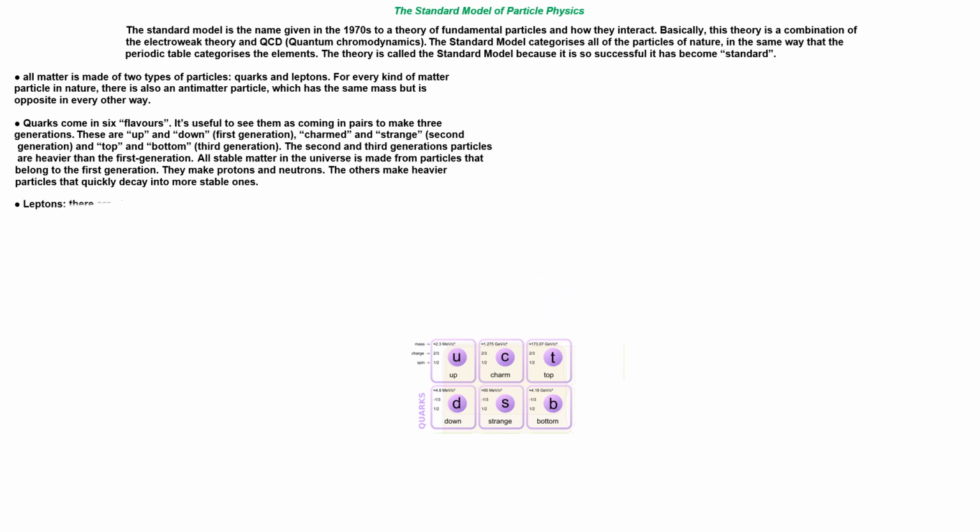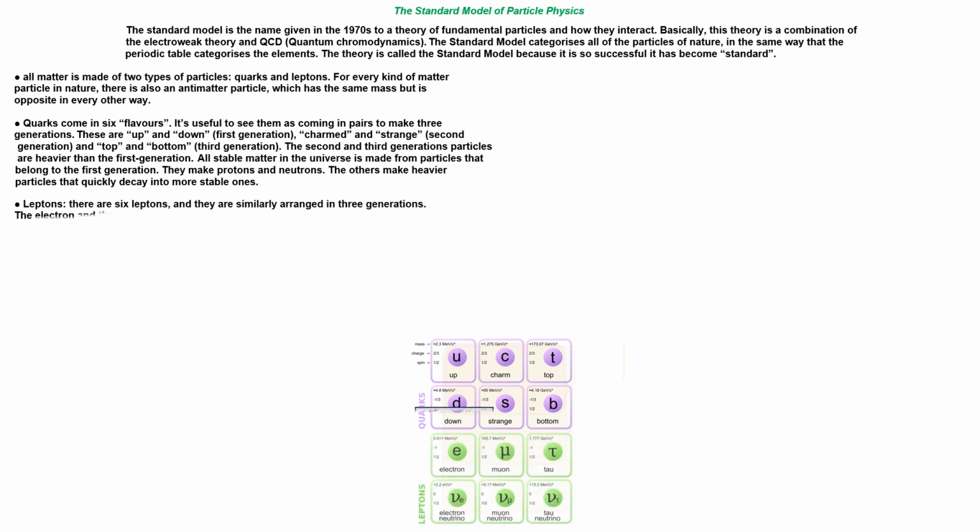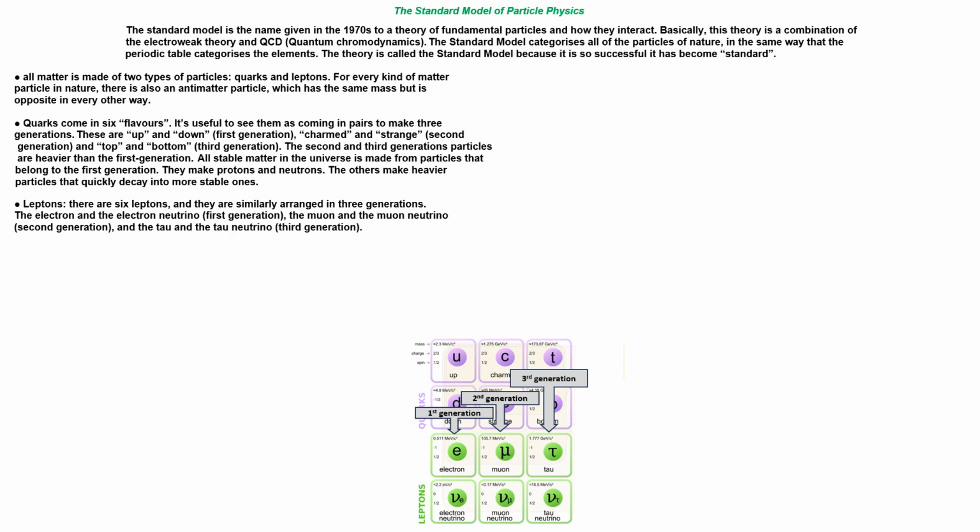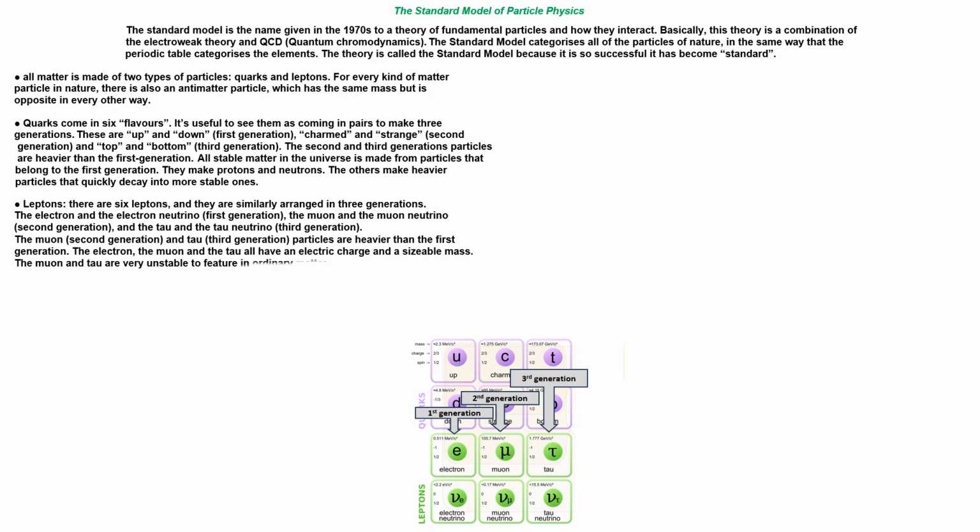There are 6 leptons, and they are similarly arranged in 3 generations: the electron and the electron neutrino, first generation; the muon and the muon neutrino, second generation; and the tau and the tau neutrino, third generation. The muon, second generation, and tau, third generation, particles are heavier than the first generation. The electron, the muon, and the tau all have an electric charge and a sizable mass. The muon and tau are too unstable to feature in ordinary matter.